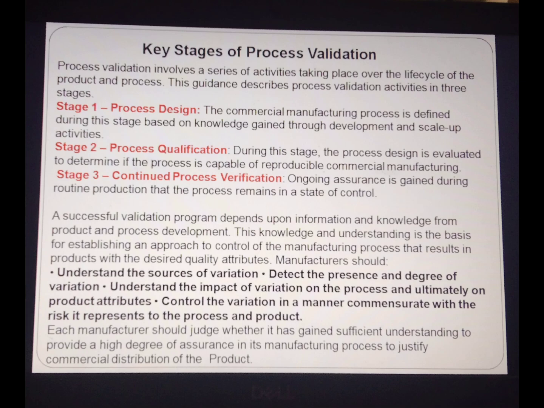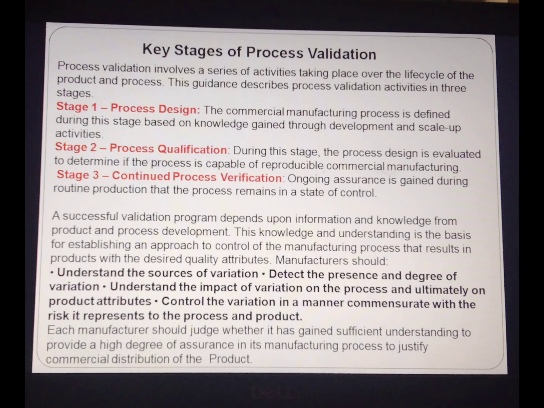Key stages of process validation. Process validation involves a series of activities taking place over the life cycle of product and processes. This guidance describes process validation activity in three stages. Stage 1: process design. The commercial manufacturing process is defined during this stage based on knowledge gained through development and scale up activity. Stage 2: process qualification.